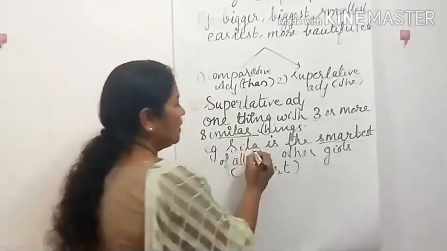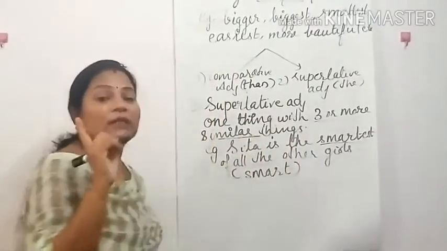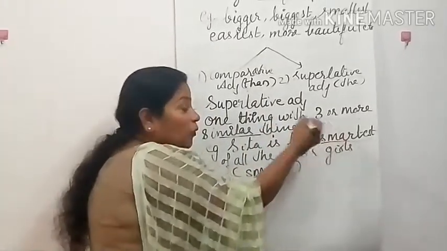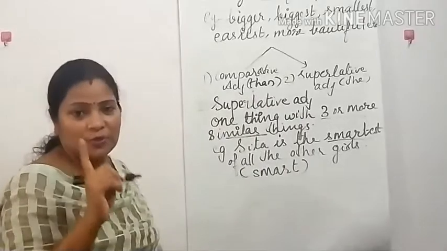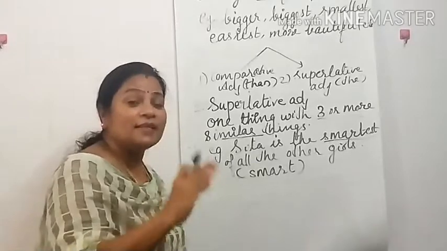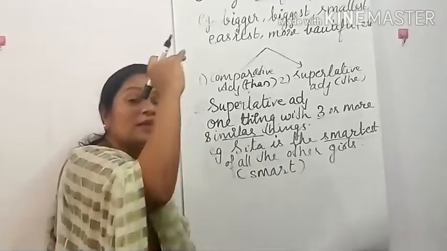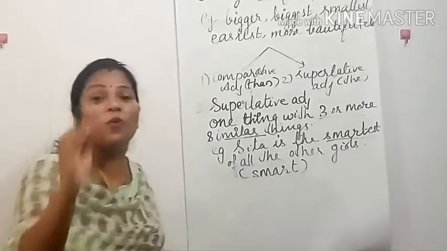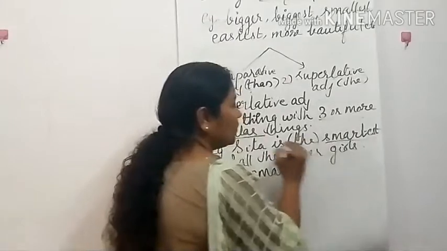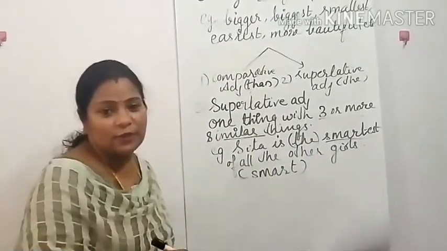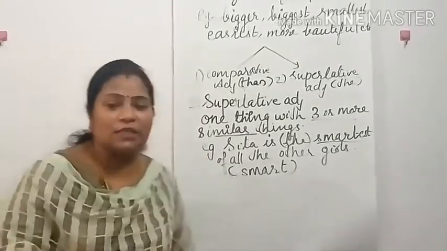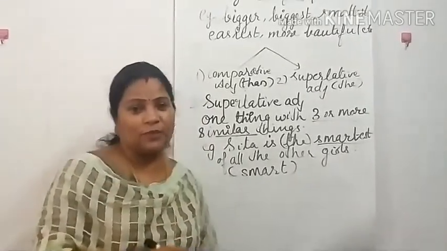Okay, see here, Sida is the. We use the definite article. We use the definite article the before the superlative adjective, to show that Sida is the identity. Sida is the only one, or she is the first one, or she is the smartest of all the other girls. So we have the definite article the being used in the superlative adjective. So that's regarding the comparative adjective and superlative adjective.